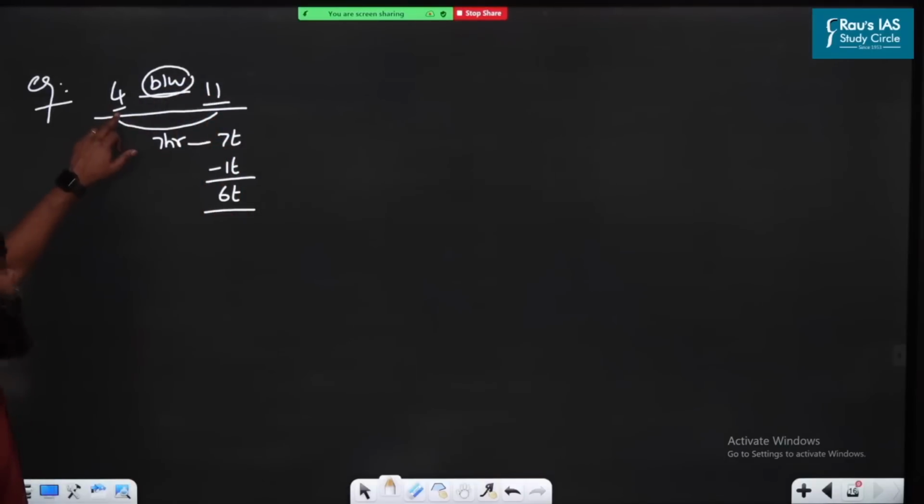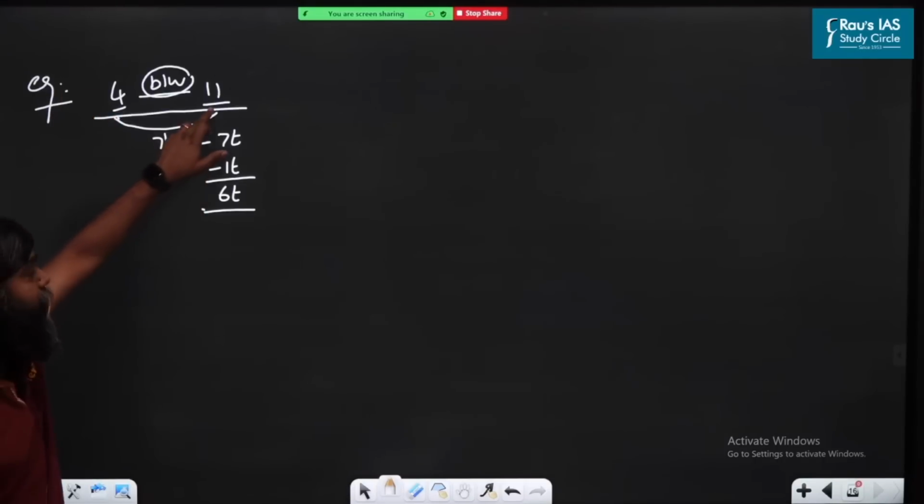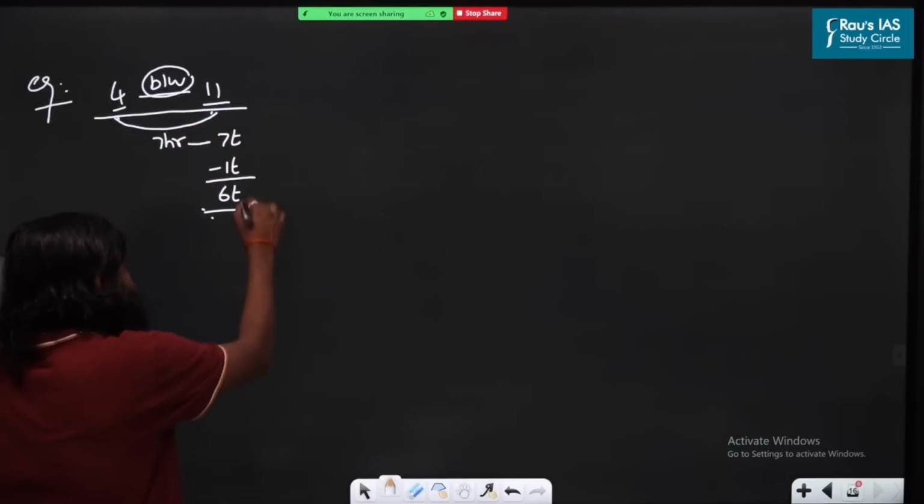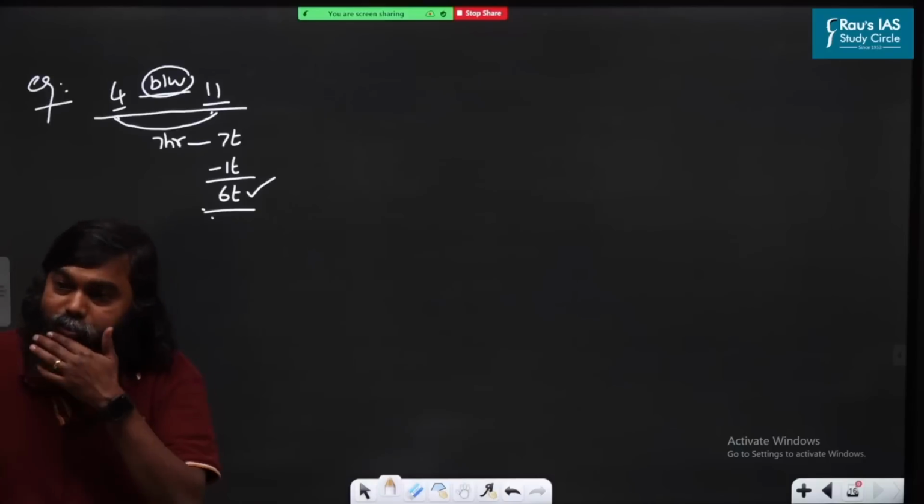Is this 4 o'clock a 30-minute gap? No, if I remove it, it will not impact this. Is this 11 o'clock a 30-minute gap? No, if I remove this, it will not impact this. So what is the answer? Did you understand or not?